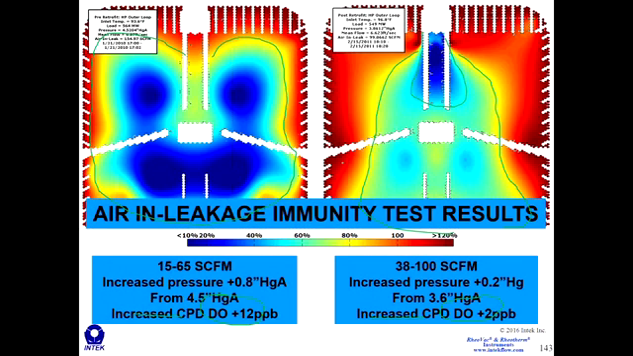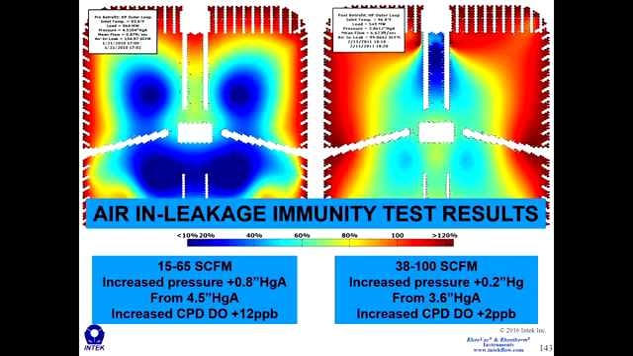And so here's some of those numbers. In the before condenser case, increasing the air in-leakage from 15 to 65 SCFM, the back pressure increased 0.8 of an inch. Huge excess back pressure from 4.5 inches. And the dissolved oxygen increased 12 ppb. Post-retrofit, we went from 40 SCFM up to 100 SCFM with only 0.2 of an inch. Only 0.2 for this high air in-leakage that was put into the condenser.